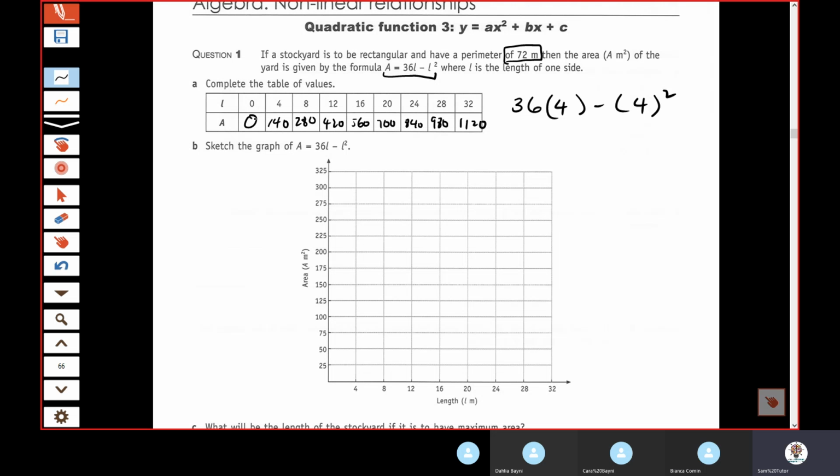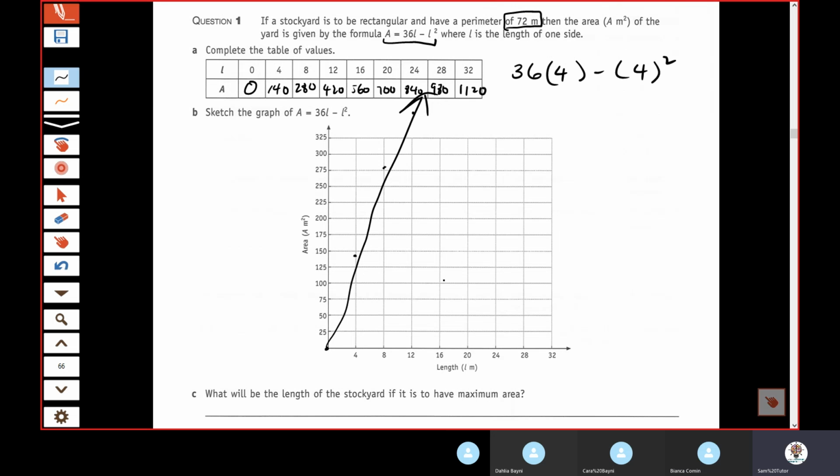What can you do? So at 0, it's 0. At 4, it's 140. At 8, it's 280, so at 8, go up to 280, which is just somewhere here. And then at 12, it's 420, and that's already past 325. And then anything after that is just a lot larger. So it looks something like this. It'll just get larger and larger. Yeah, so that's what they wanted. I guess that's all you can draw.